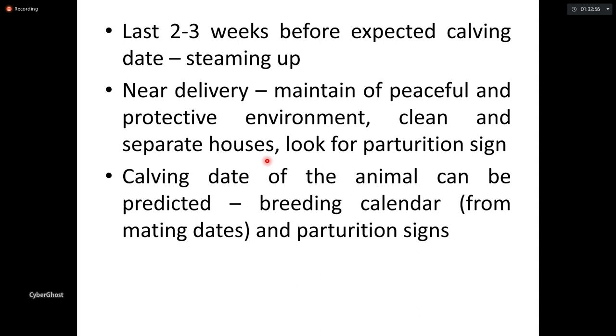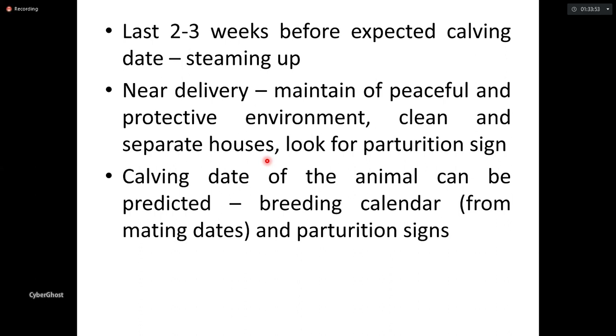we have to provide a very protective, calm, peaceful environment with very clean cages. We can provide separate pens or separate houses, and we have to observe for any parturition or delivery signs. We can see several signs externally if they are nearing the delivery process. So we can usually predict the day of calving, like in humans, the expected date of delivery, which is not precisely correct all the time, but most of the time you can predict it without any issue. Sometimes we predict based on the size of the fetus, the rate of growth, the date of conception or breeding.